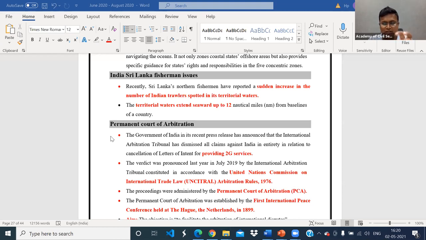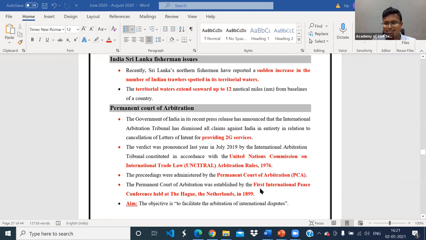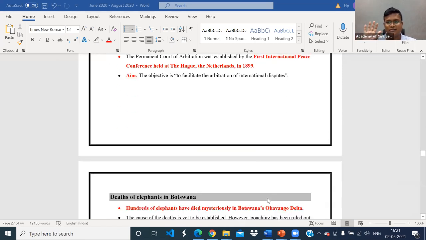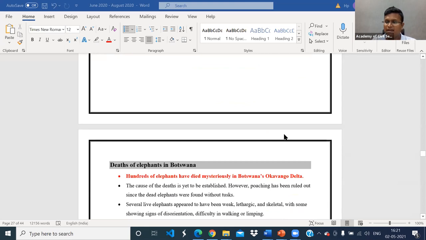Arbitration we have studied in the alternative dispute resolution mechanism: mediation, conciliation, and arbitration. Arbitration means that they listen to both the parties and finally give the judgment, and whatever judgment is given by them, we have to accept it. The UNCITRAL Arbitration Rules 1976 established the Permanent Court of Arbitration, which was established by the first International Peace Conference held in Hague in Netherlands in 1899. The aim is to solve disputes between international traders and countries. Here, the traders of the 2G spectrum and India had a dispute.